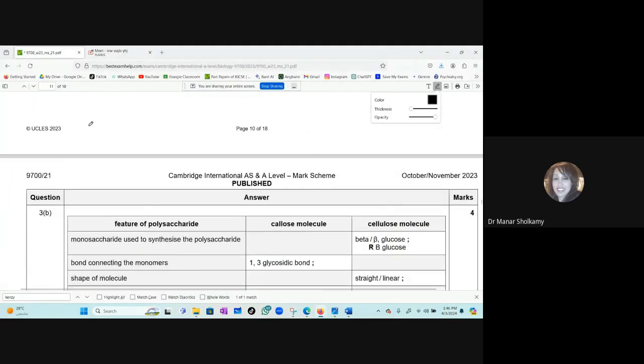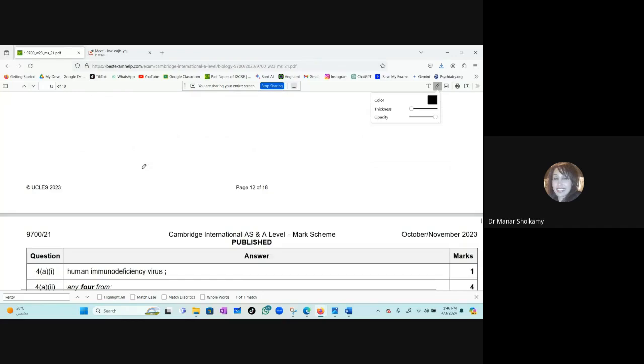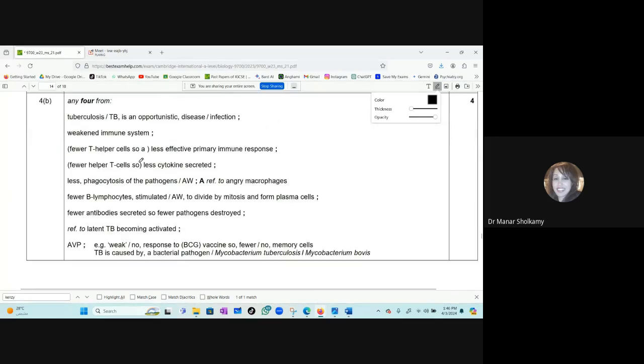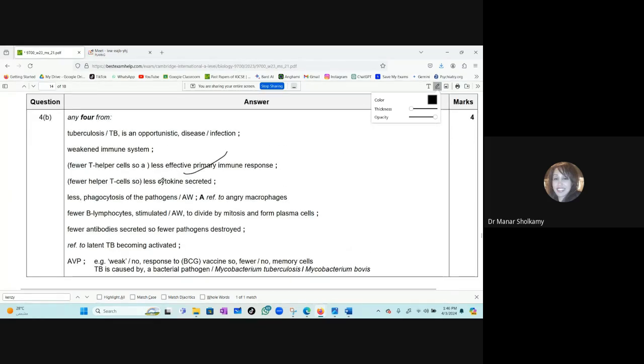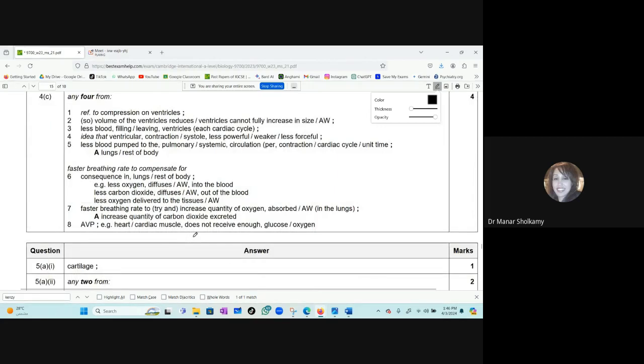We said that there's pressure on the ventricles. The ventricles will not fill with blood. They will not pump with enough force. Blood will travel slowly. It will reduce the blood pressure. So we will refer to compression on the ventricles. Okay, so the volume of the ventricle will reduce or the ventricles cannot fully increase in size. We said that. Less blood will fill the ventricles or leave the ventricles. The idea that the ventricular contraction, or the systole, will be less powerful. We said all this, didn't we?